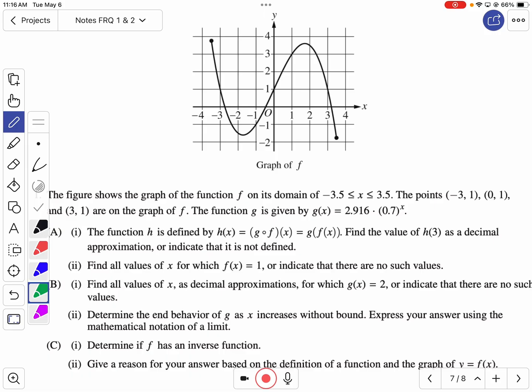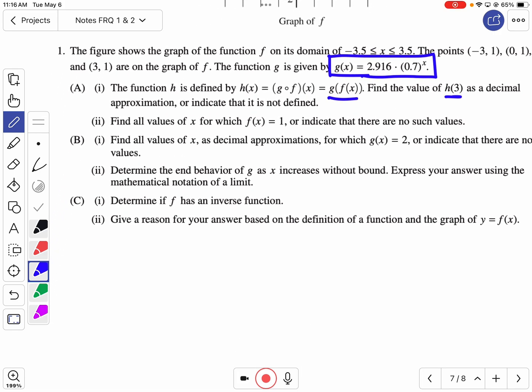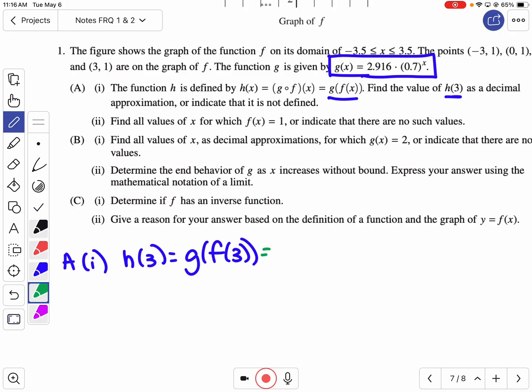For that first one, here's my function. It gives me f up there, and then it gives me g down here. In that first part, A part 1, it wants me to find g of f of x and give me the value of h at 3. So I'm going to jump down here and let's do that. For A1, I want h of 3, which is g of f of 3. We're going to do some computation.